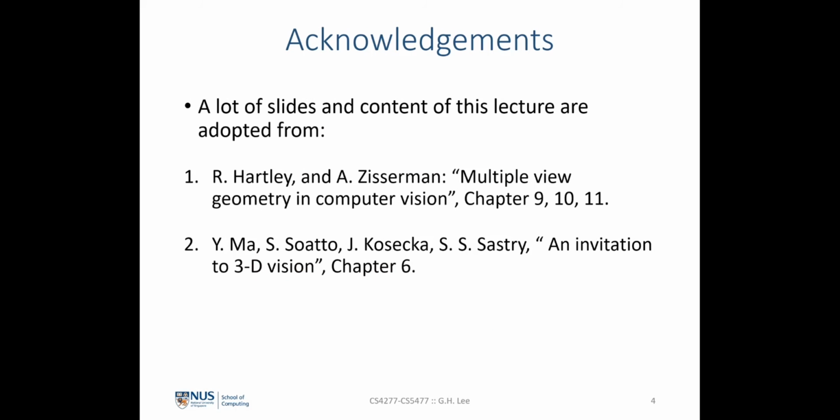Of course, I didn't invent any of today's material. I took most of the content from the textbook written by Richard Hartley and Andrew Zisserman, Multiview Geometry in Computer Vision, in particular chapters 9, 10, and 11. I also took some of the materials from the textbook by Ma Yi, An Invitation to 3D Vision, in particular chapter 6. I hope every one of you will take a look at these chapters after today's lecture.